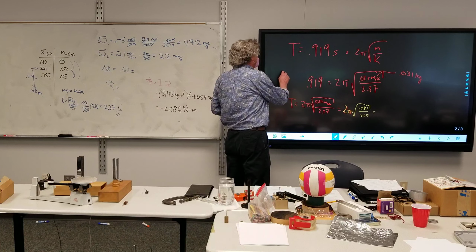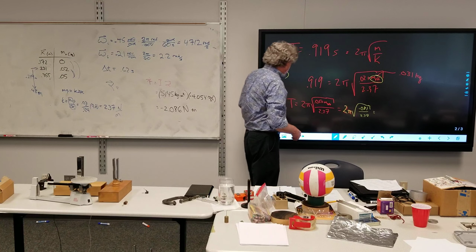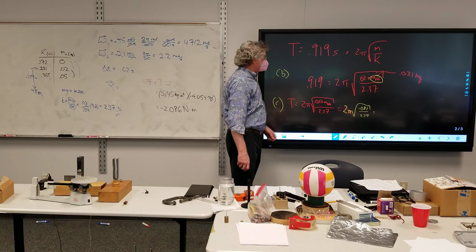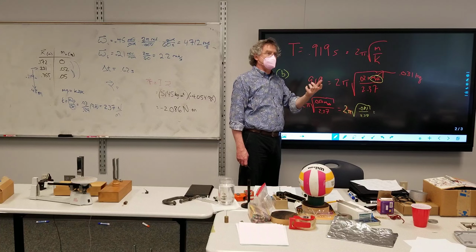So part B is you're trying to find the effective mass of the slinky. Part C, you take the 20-gram mass off and you put on the 50-gram mass. Oh, you replaced it, okay. Yeah.